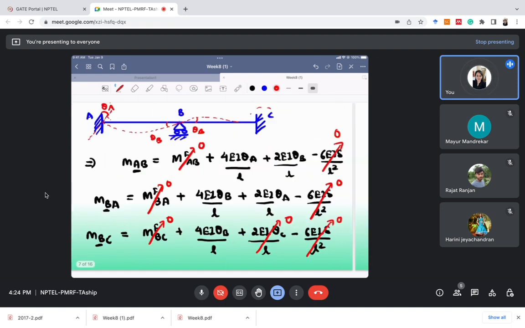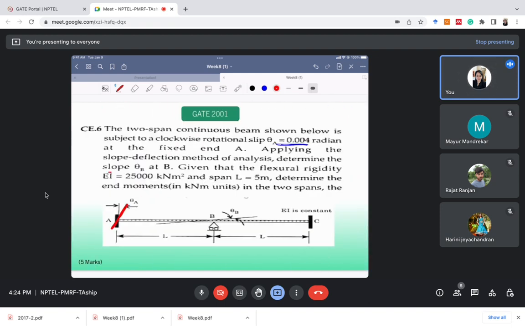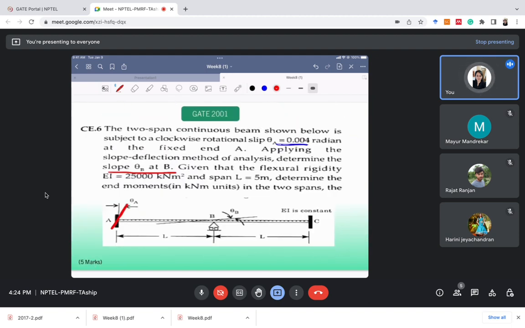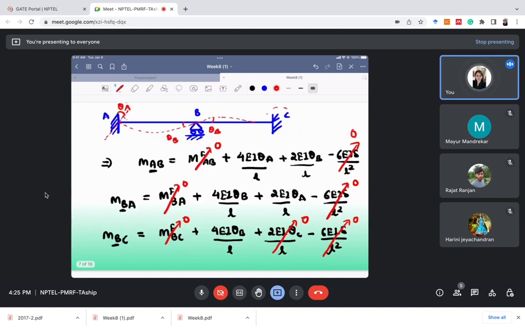In this question they asked what is theta B, the slope at B, and we have already calculated it. Now they are also asking what would be the end moments. End moments means MAB, MBA, MBC and MCB, all of them. So now we have to use all these equations. We know theta A and we know theta B, so we can put these values in all the equations and find MAB, MBA, MBC, and MCB.